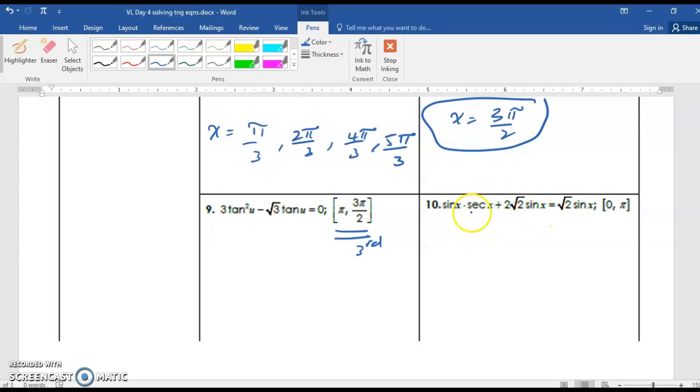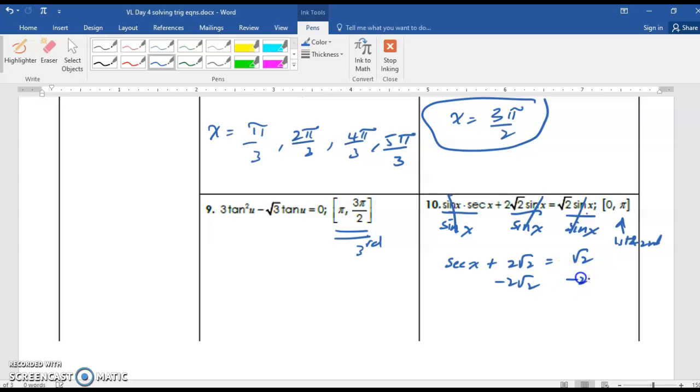So you will see that sin x is common everywhere. So let's divide the whole equation, meaning every fraction, by sin x. So here they will cancel off. You'll be left with just secant x plus 2 root 2 equals root 2. And he wants this only in the first and second quadrants, 0 to pi only. So subtract 2 root 2 first. So secant x equals root 2 minus 2 root 2, which is negative root 2, right?